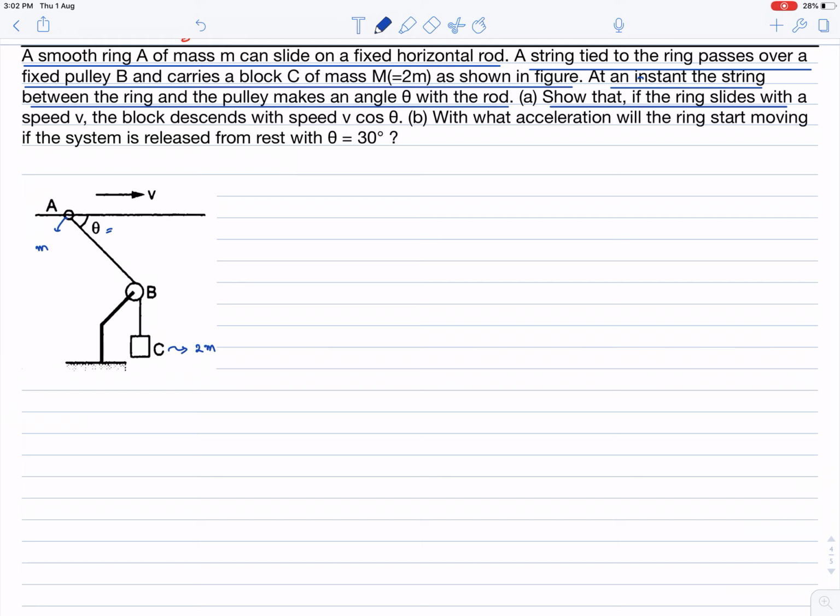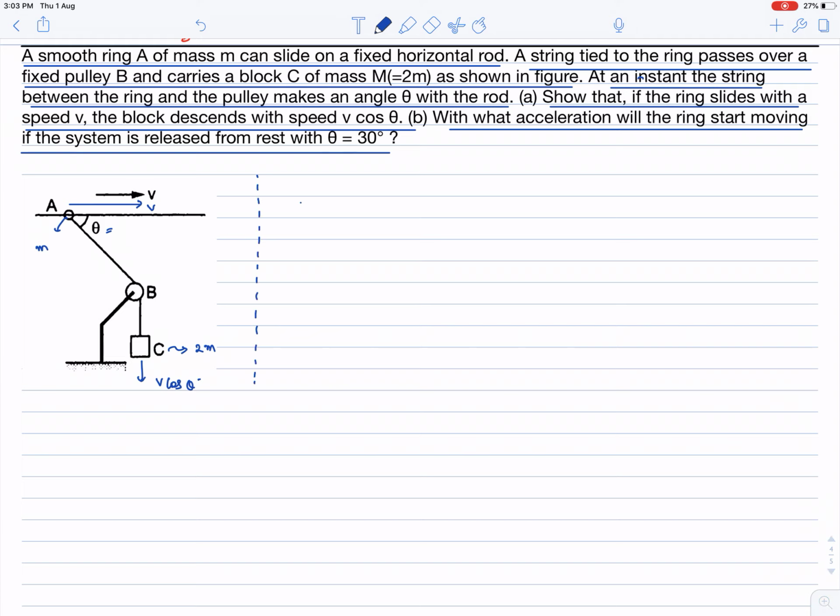At the instant the ring and the pulley make an angle of theta, show that if the ring slides with a velocity v, then the block descends with v cos theta. In the first part, we need to show that if this slides forward with v, this goes down with v cos theta. In the second part, we need to find the acceleration with which the ring starts moving when the system is released with theta equal to 30 degrees. So in the second part, basically we need the acceleration of both of them. Let's start with the first part.